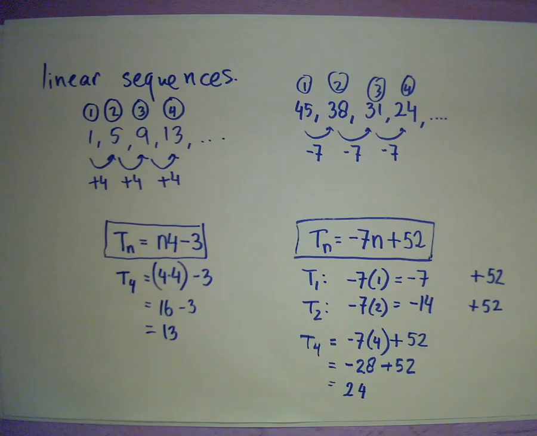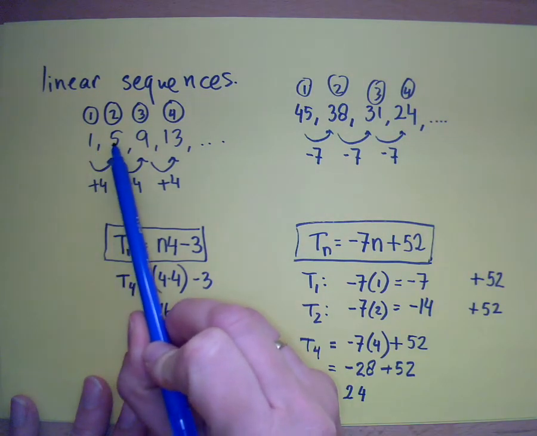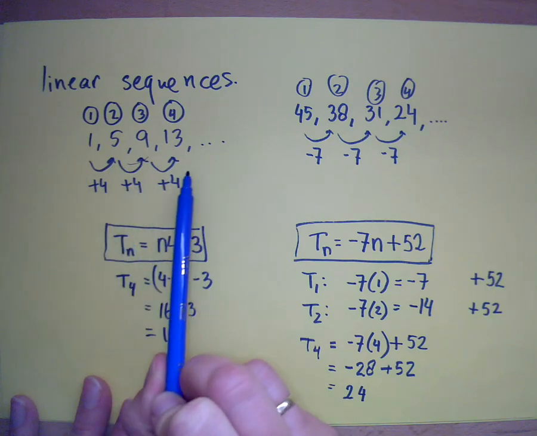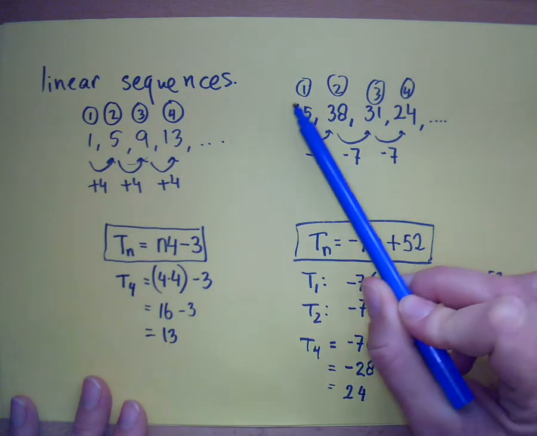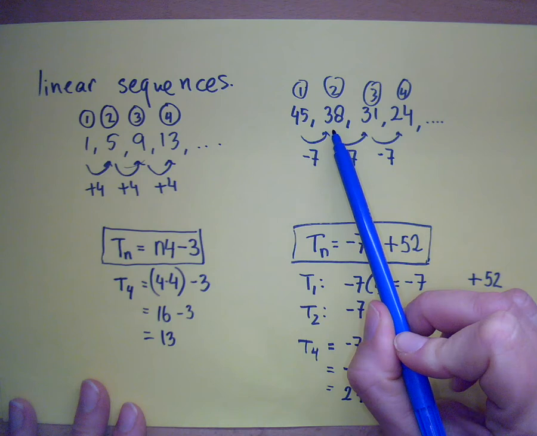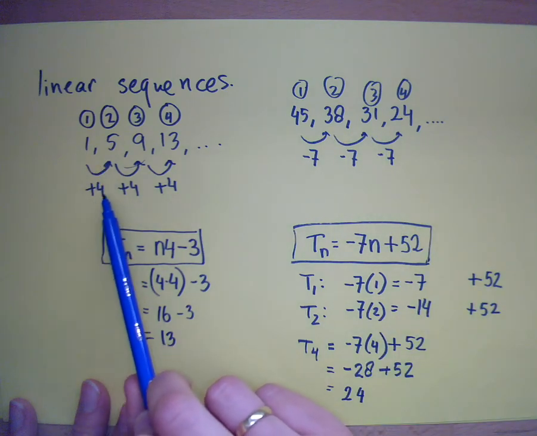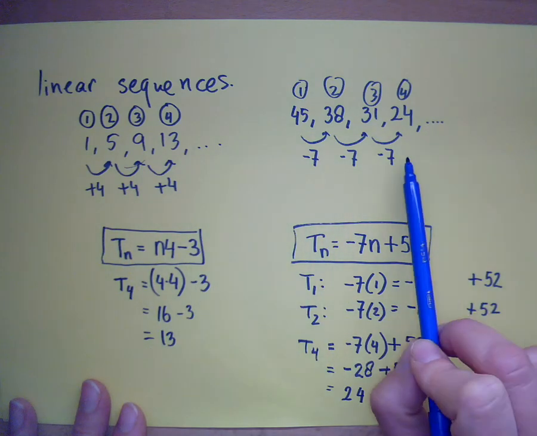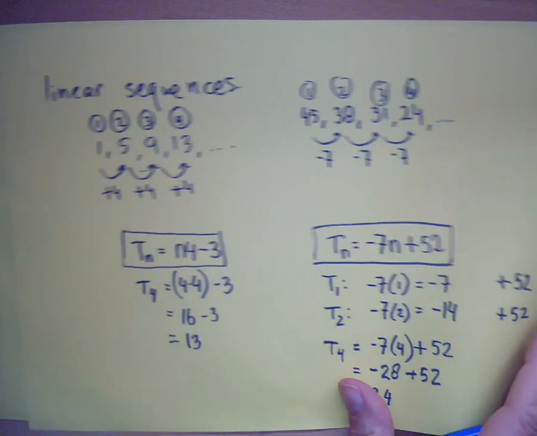Remember yesterday we looked at linear sequences. In a linear sequence, the difference between the terms is the same each step, right? Here it was a difference of 4, adding 4 with each step. Here it was subtracting 7 each step, because the difference between terms is the same throughout the sequence, here as well as here. These sequences were linear. So now I'm going to show you some sequences that are not linear.